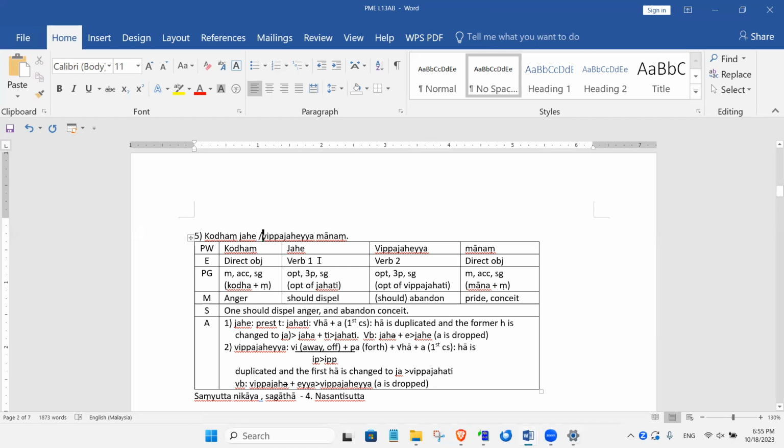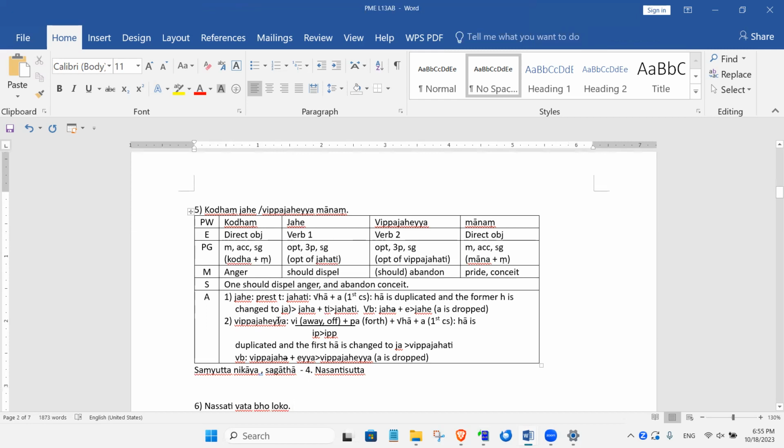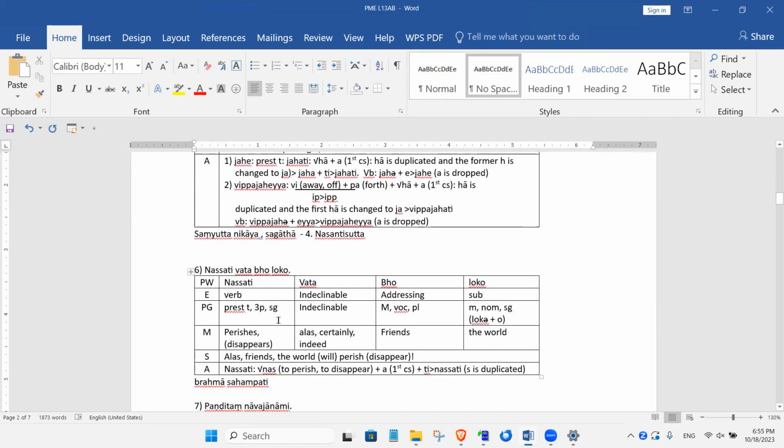And then everything is optative, third person singular. That's why when you see third person singular, you can put the word one. All right? One should dispel anger, abandon the conceit. And this one, the changes, vipaja, is like just now. The roots are duplicate, right? Jaha from the root ha. Okay, so Sumeda, you have to check your verb analysis later. Okay. Yeah, Jaha one. Yeah, thank you.